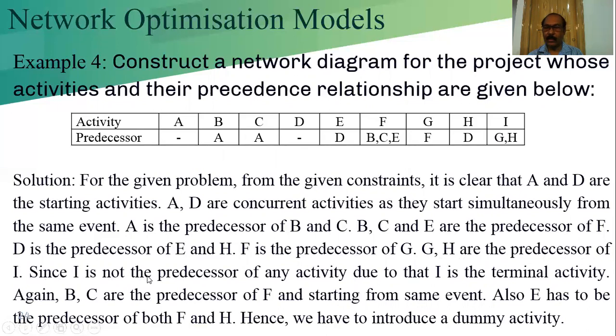Since I is not the predecessor of any activity, I is the terminal activity, that means the end activity. If we check here, I is not the predecessor of any activity. That's why I is the terminal activity, or end activity, which enters into the end node. So in the diagram we have the start node and the end node. From the start node, two activities A and D will start, and they occur at the same time, working simultaneously. That's why they are known as concurrent activities.